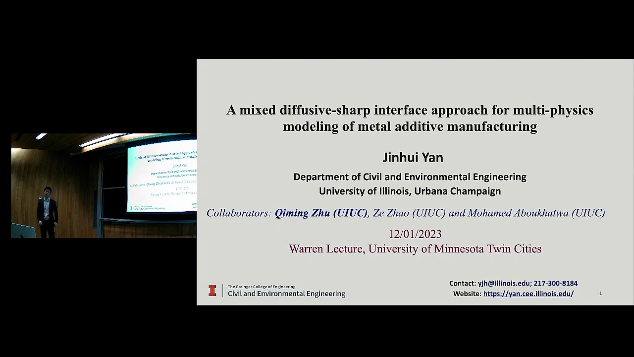He was working with Dominic, and he has co-authored a paper with Lauren, Cassie, in Journal of Wind Engineering and Industrial Aerodynamics. So it's really great to show some of his work here. The title of my presentation is a mixed diffusive-sharp interface approach for multiphysics modeling of metal additive manufacturing.